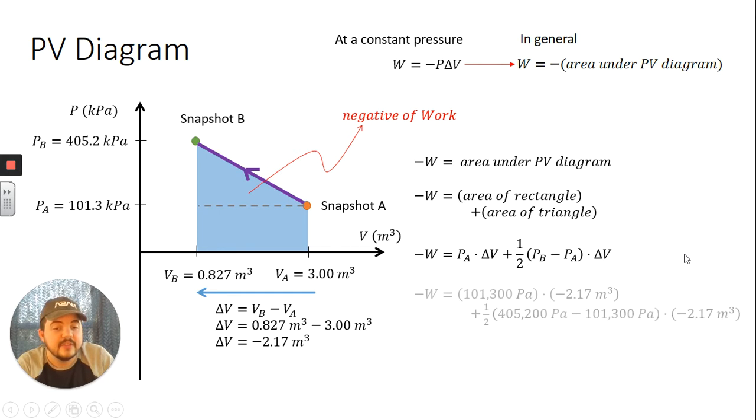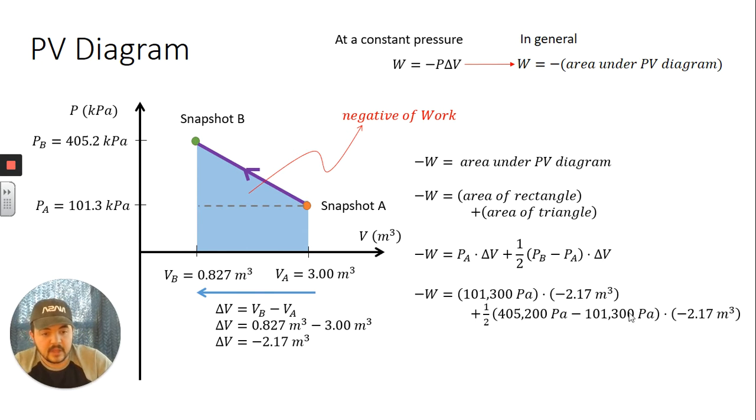Plugging in some number values now. Pressure at A is 101,000. Pressure B minus pressure A is that difference. And we need to keep in mind for each of those delta V's that the volume change is negative because we're decreasing the volume. And so when we go ahead and plug that all into a calculator, we end up with the negative work being negative 550,000 joules. And so multiply everything by -1, the work is a positive 550,000 joules.